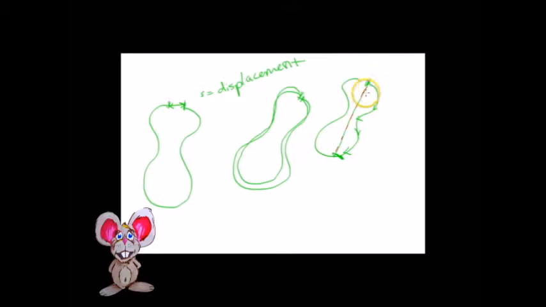So velocity needs to be concerned with displacement, not distance, where distance is going to be concerned with speed. Again, speed doesn't concern itself with direction, it's scalar. Velocity concerns itself with direction, it is vector. That's the main thing to understand.